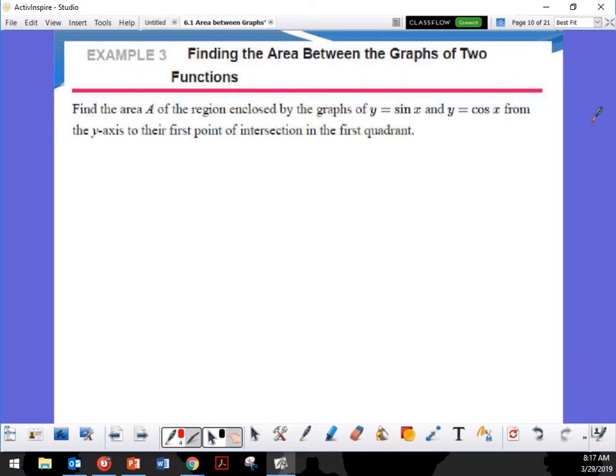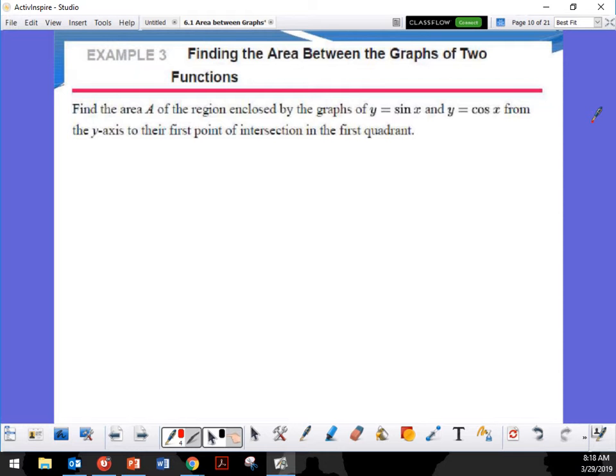Okay, so let's see. Where are these things going to be equal? If I'm starting at the y-axis, what is the x value at my y-axis? The first quadrant is from 0 to positive infinity. So I start at 0, and I'm only going to be dealing with first quadrant stuff, which is positive.